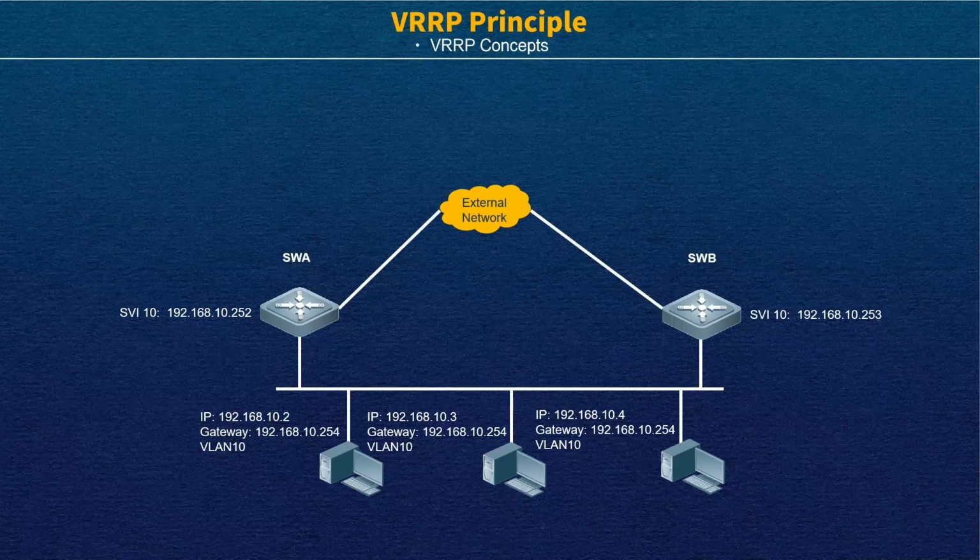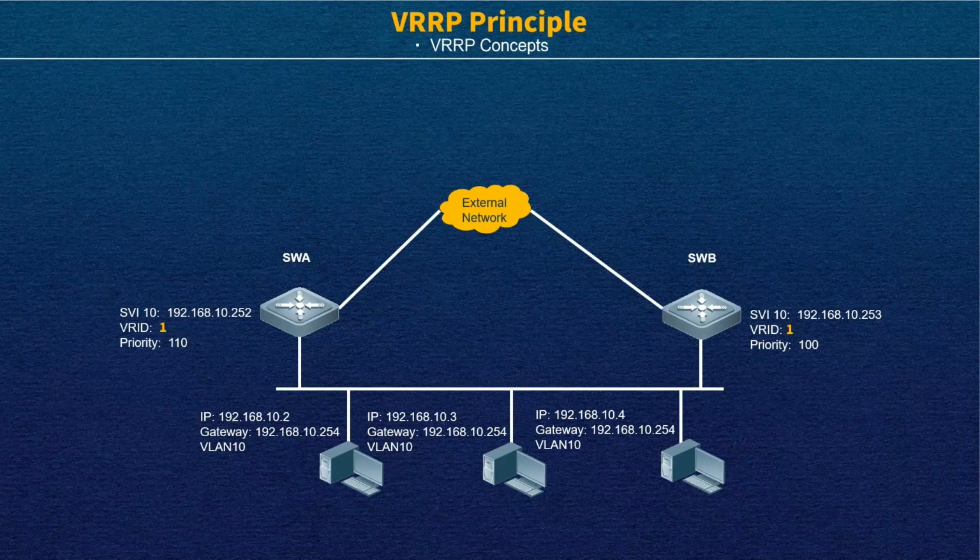You will find that the IP addresses of switch A and switch B are different from the gateway. In this scenario, first we have to add switch A and switch B to the same VRRP group, and we use a VRID to identify the group. For example, the VRID now is 1, and later we will change the priority. Because now in the group we have two devices, switch A and switch B, we have to select one device as the master to forward the message out.